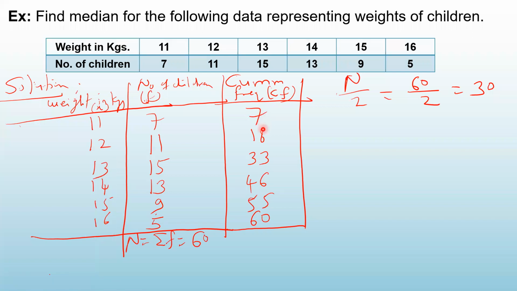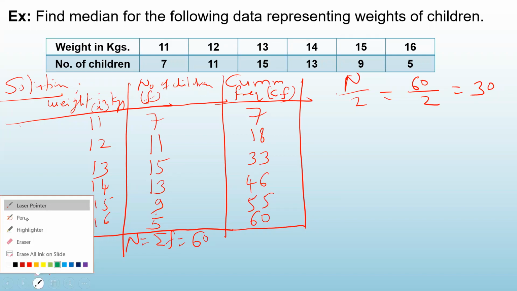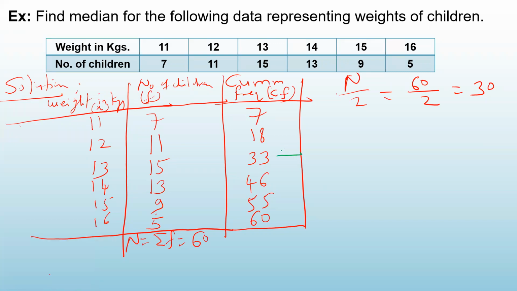यहाँ पे आप read करो और जब ये 30 से ऊपर हो जाए तो आपको स्टॉप करना है. 7, 18, ये 33. 33, 30 से ज्यादा है तो यहाँ आप एक एरो बना दो. Okay? This is 30 से ज्यादा. और ये कौन से नंबर के लिए है? ये 13 के लिए. Therefore, what is your median? Median is 13. Median is 13. This is how you have to find out the median.